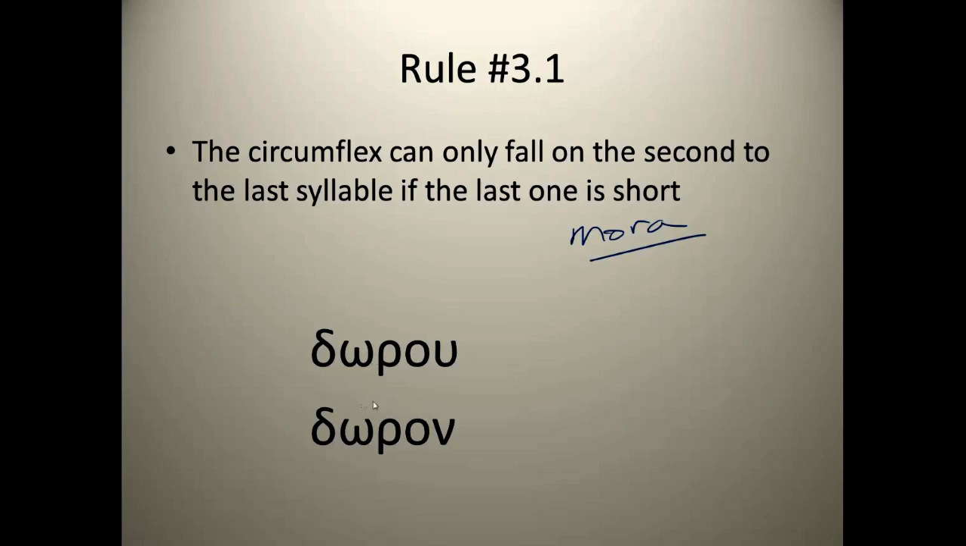So in this word, doru, we couldn't put the circumflex on this omega because the last syllable is long. All right, so that would be right out. However, in this word, doron, we can put a circumflex over the omega because this omicron is short. Okay? So let's take a look at a couple of specifics. Let's look at nouns and verbs in order.